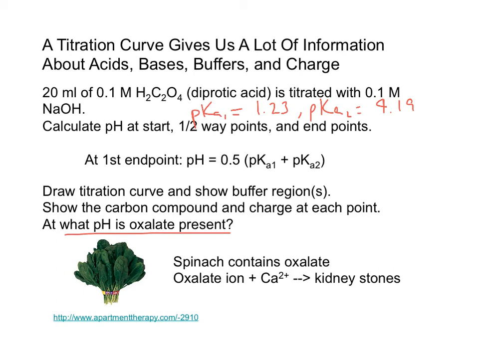For diprotic acid, at the first endpoint, the pH is calculated using this formula. So stop the video and draw the titration curve of oxalic acid. Make sure you label the pH at the start, each halfway point, and at the end points.